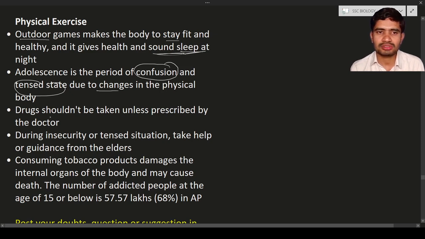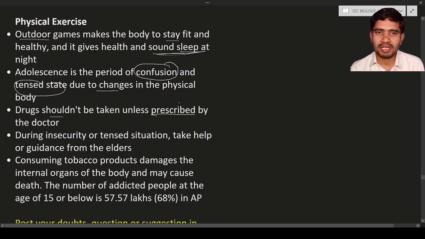Next, drugs should not be taken unless prescribed by the doctor. What is meant by prescription? Prescription is nothing but a doctor writes something on paper, and that paper containing the description of some medicines is known as a prescription given by the doctor.